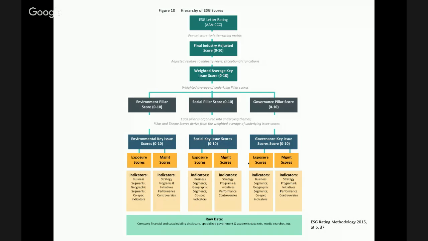So then the flip side of that is a management score. You may have a lot of risk, and if your exposure is significant, that's going to be a negative to your key issue score. Right. But if you manage that risk really well, you can improve that pretty dramatically.